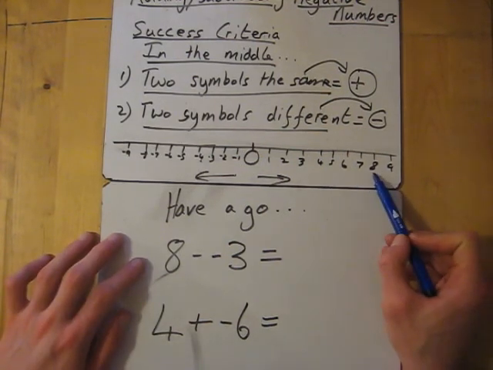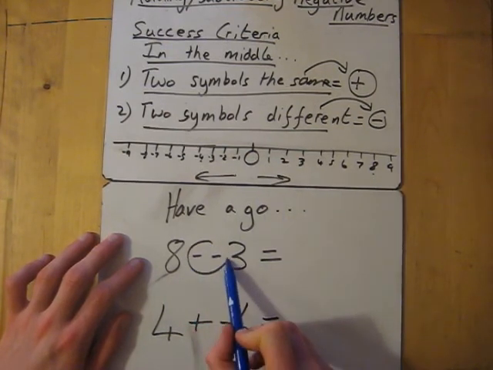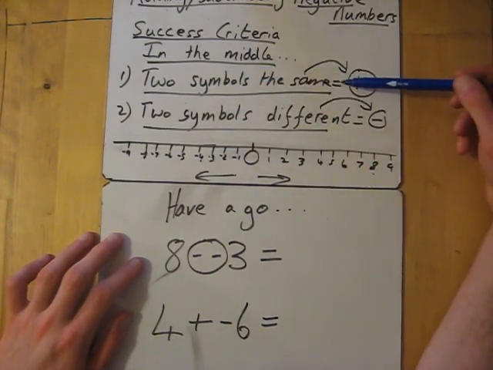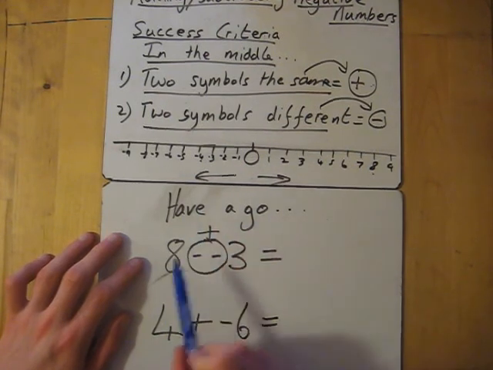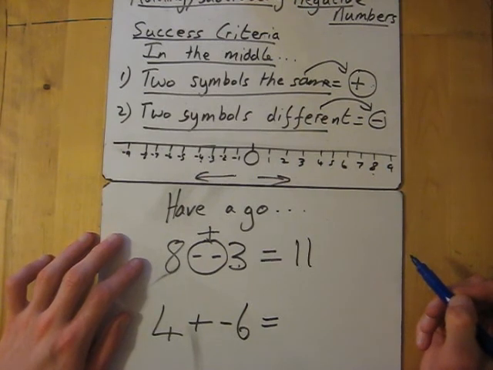So I'm at 8 and I'm going to look at the two symbols in the middle, and it's take away -3. Now this means that the two symbols are the same, so I actually have to add. So that should be 8 add 3, which you all know is 11.